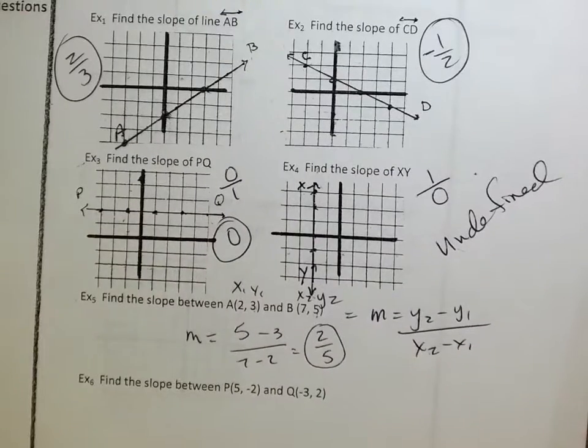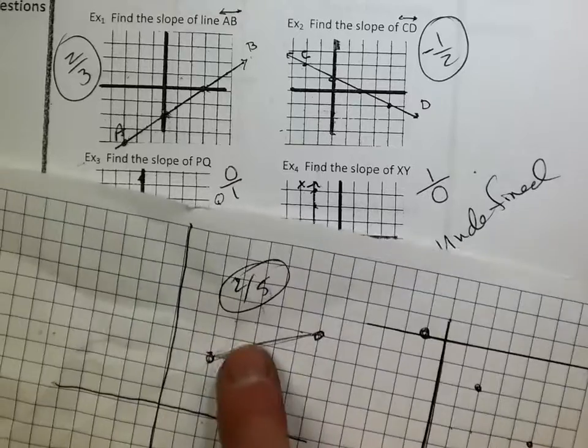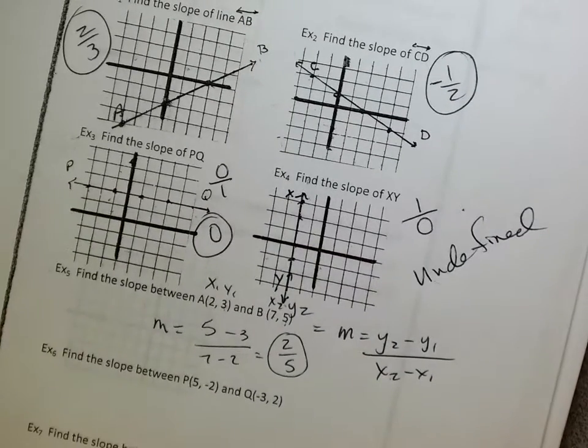Well, isn't that exactly what I got on my graph, right? So both methods will work, okay? If you get stuck and you can't figure out how to do the formula, you can always graph the points and walk it, okay? Okay, example 6.